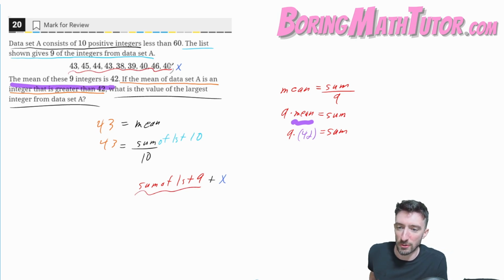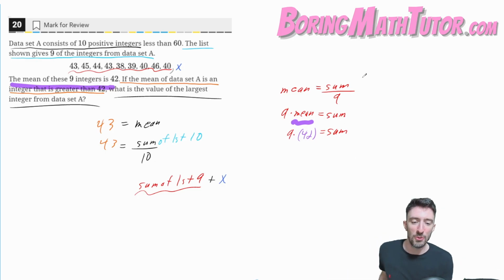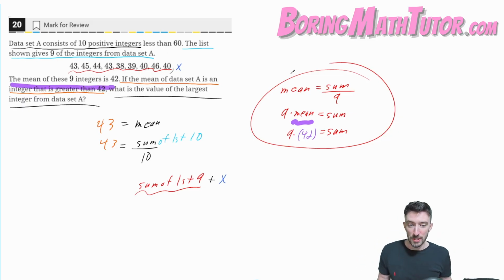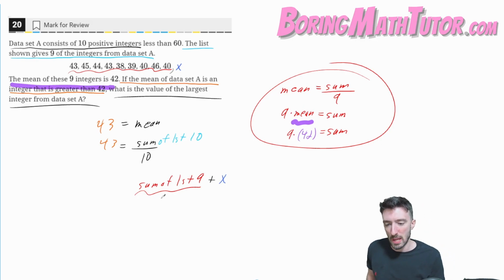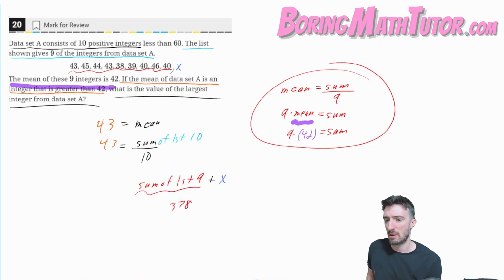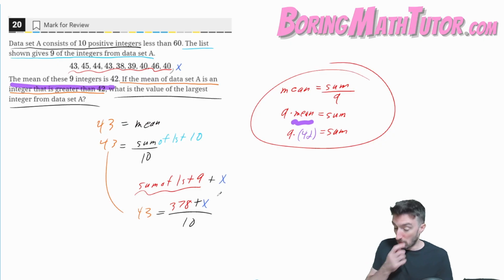Now, of course, you could have also gone to your calculator and just typed in the sum of all those, but for those who are not aware of this, you would be able to get the answer faster with this nice little shortcut, where all you have to do is take the mean and multiply by the number of numbers. So in this case, 9 times 42, and that happens to come out to 378. So now it's 378 plus that extra number divided by 10 equals the 43. So now I just have to solve this for X.